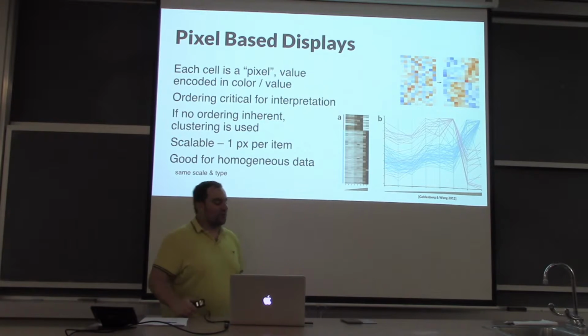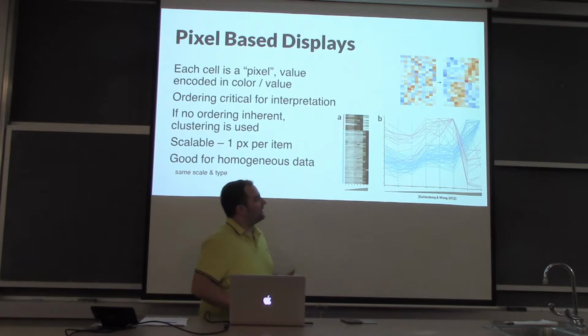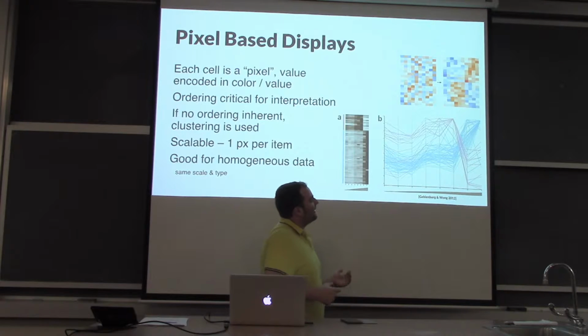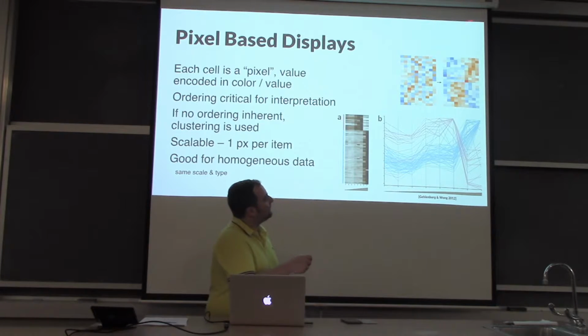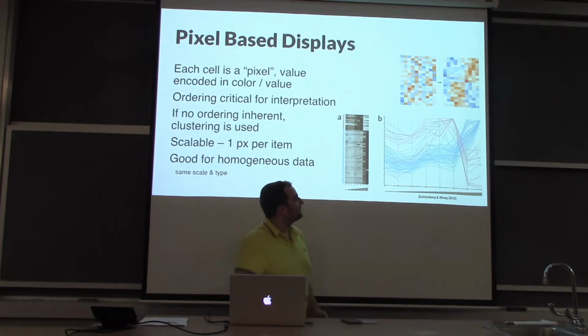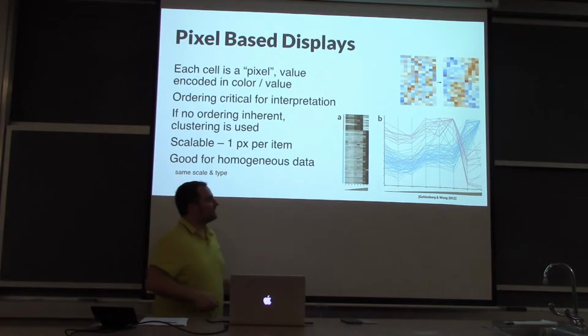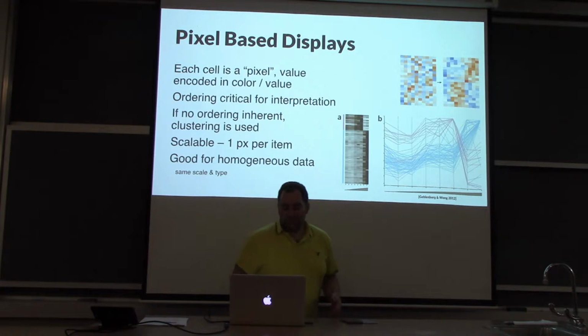So this is really good for homogeneous data, if every dimension has the same meaning. Here is an example of an unordered matrix where we basically cannot see a lot of the patterns. And then here on the right we have an ordered matrix where we can see there is one big red cluster, here's one big red cluster, here's a blue cluster, and here's a blue cluster, which is not perceivable here. As in any matrix display, the order here is critical.